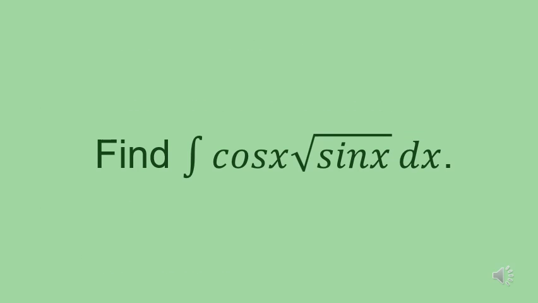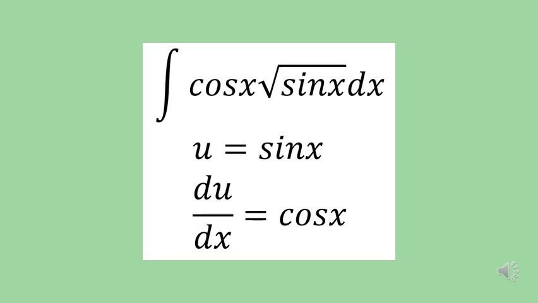So take a minute and see if you can do this one. You might want to even pause the video for a second first and see if you can come up with the antiderivative of cosine x square root of sine x dx. The innermost function is sine. It's underneath the square root, so u equals sine x. The derivative of that would be cosine x.